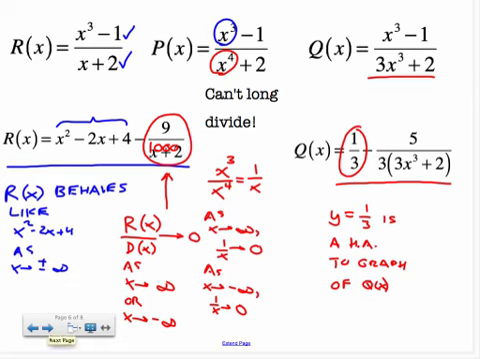So again, this is the skinny on this. You do long division, and your quotient, if it's a constant, is the horizontal asymptote. If your quotient is a polynomial, then you don't have a horizontal asymptote. And if you can't do the long division, then your horizontal asymptote is the x-axis, the line y equals 0.